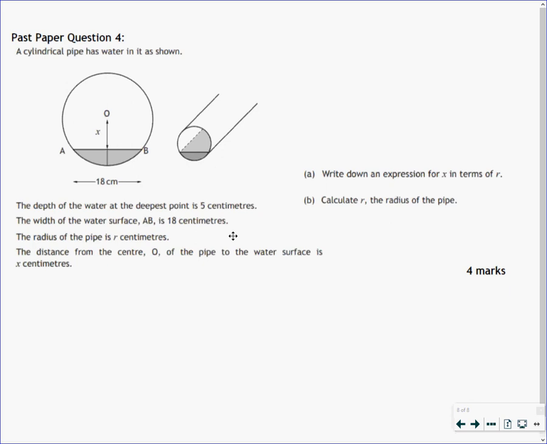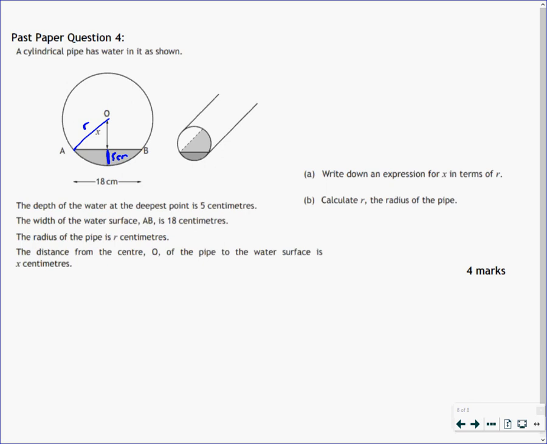So the deepest point is going to be here. So from here to here is 5 centimetres. The width of the water surface, AB, is 18 centimetres. Okay. The radius of the pipe is called R. So this time we don't know the radius, so we're just going to call the radius R just now. The distance from the centre O of the pipe to the water surface is X.